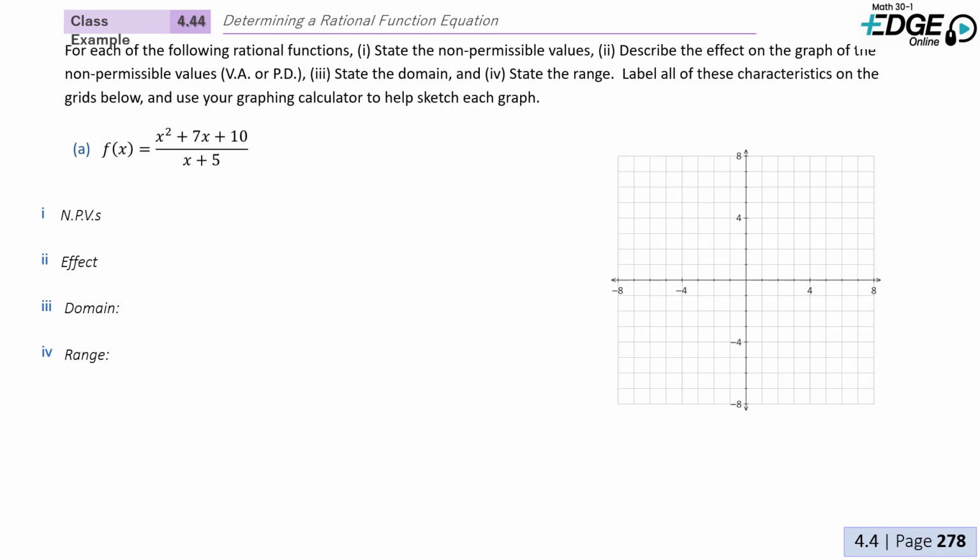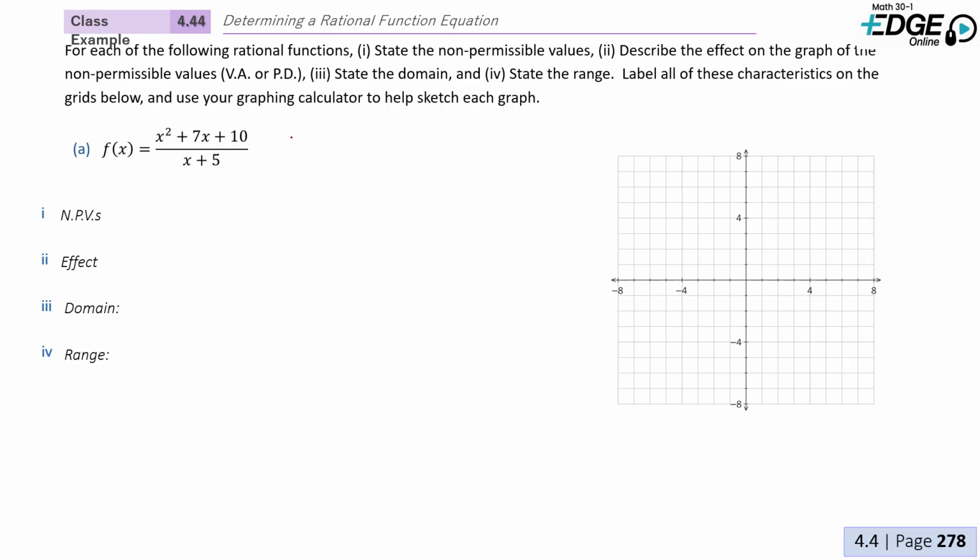Class example 4.44. For each of the following rational functions, state the non-permissible values, describe the effect on the graph of the non-permissible values. So is it a vertical asymptote or a point of discontinuity? State the domain and state the range, and then label these characteristics on the grid and use your graphing calculator to help sketch. Okay, so first thing we're going to want to do is factor.